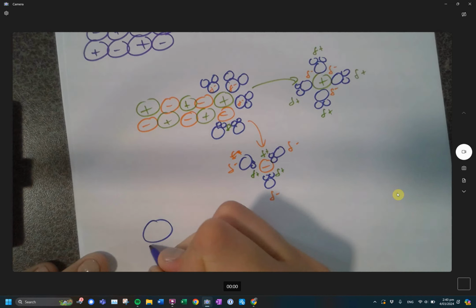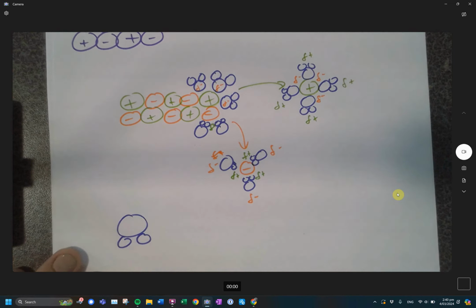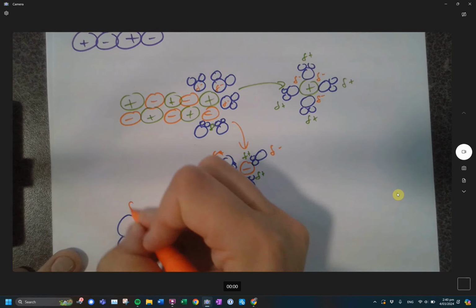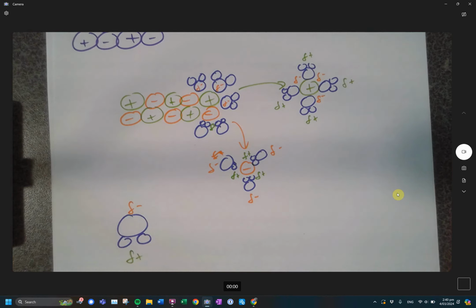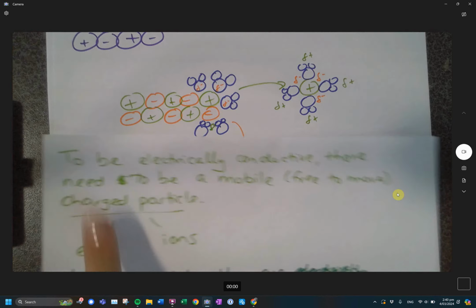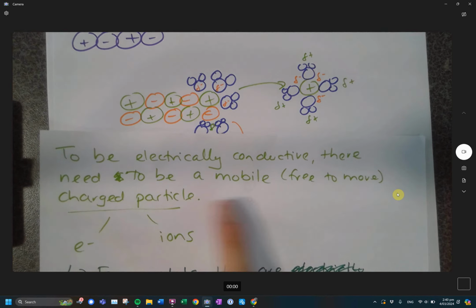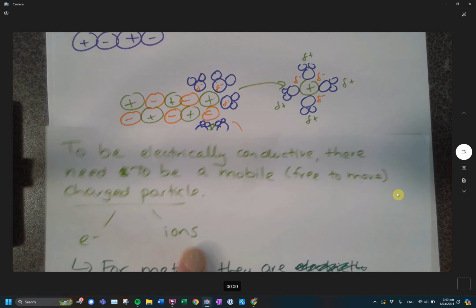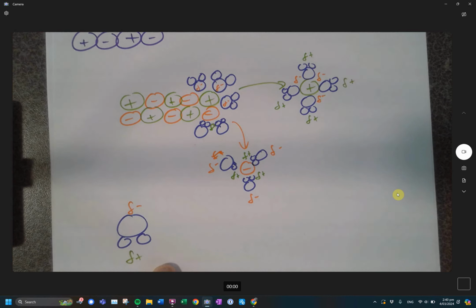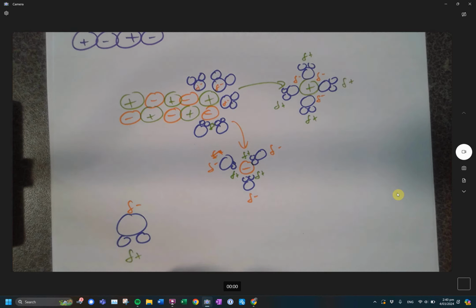So if we think about the water molecule, it does have a slight negative and a slight positive end. But if we look back at our notes from last week, it said to be electrically conductive, there needs to be mobile, free to move, charged particles, either electrons or ions. This is not an electron or an ion. Even though it is charged, the charge is only slight. So water on its own won't be conductive.